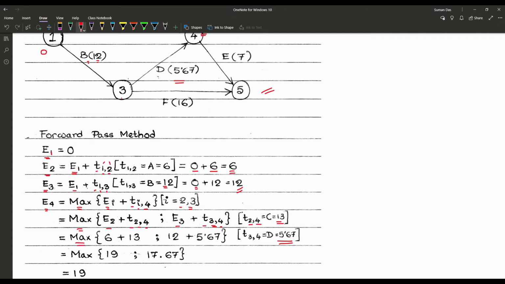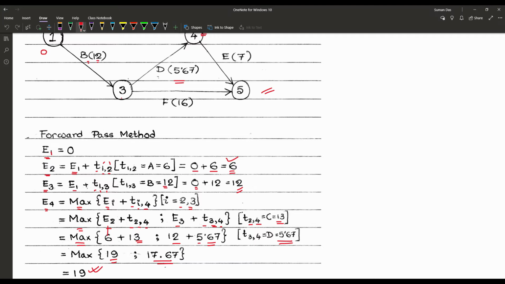So maximum of E2, which is equal to 6, we already have found, plus T2 to 4, which is 13, and then 12 plus 5.67. So that means the maximum of 19 and 17.67, and the maximum for E4 is equal to 19.